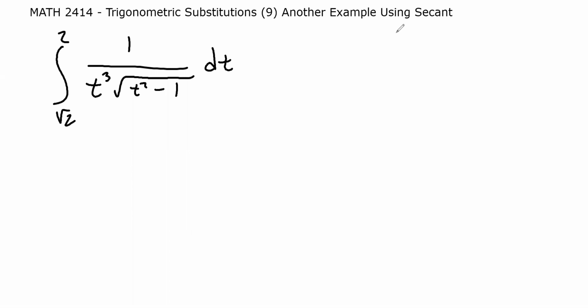The integral from the square root of 2 to 2 of 1 over t cubed times the square root of t squared minus 1 dt. I am very tempted to change this. I'm afraid that if I do, though, I'm going to throw it into an unintentional tailspin. So I'm not going to change it.